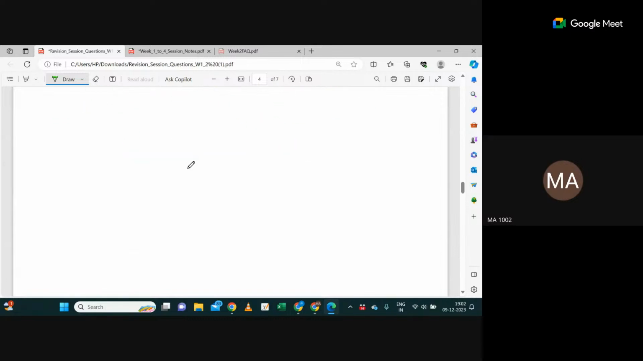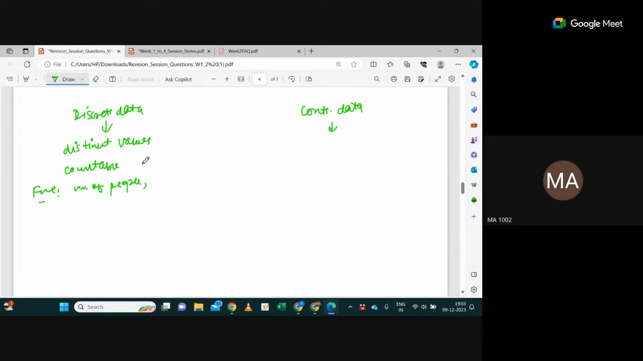And one more thing, in week one content, there is one concept called discrete data and continuous data. So what about discrete data? Discrete data is something that can take only distinct values. I mean, I can count. It's countable. For example, the number of people in a room, or the number of laptops in a shop, or something like that. I can count, and it will take distinct values on a real number line.